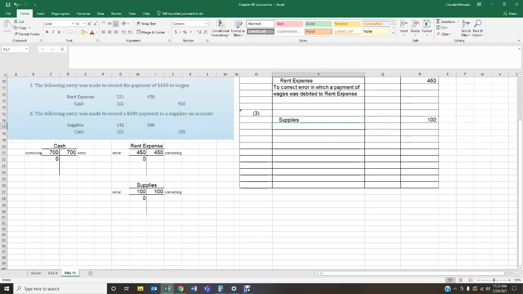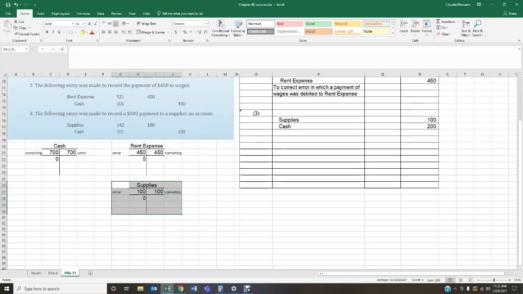Okay, now let's look at cash. We said that we are making a $300 payment to a supplier on account. So how do we pay our suppliers? We pay them with cash. How much cash was the transaction recorded for? We recorded it for $100 when that transaction should have been for $300. So I know that I need to do another transaction to cash for $200.